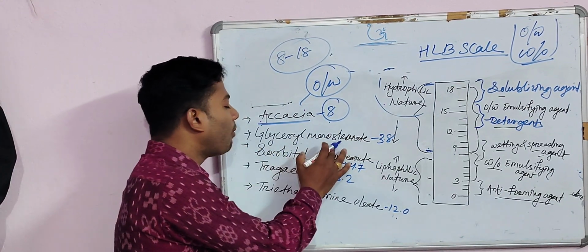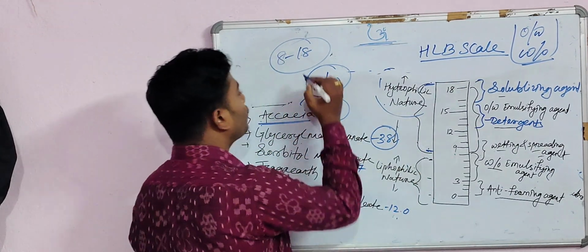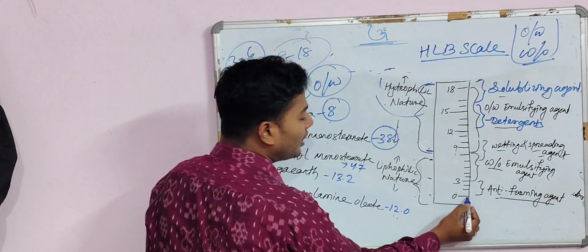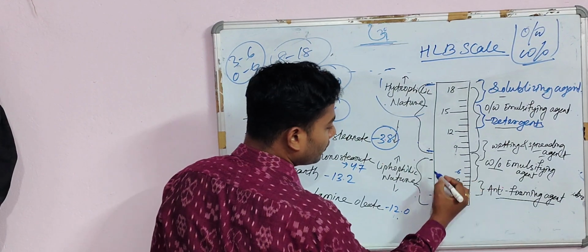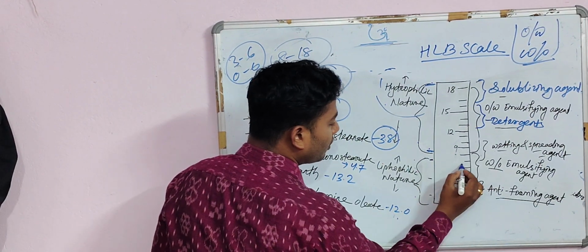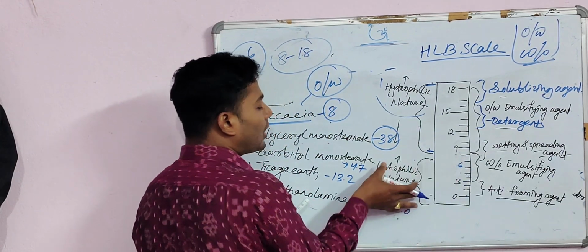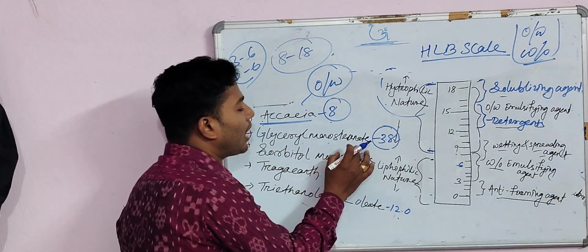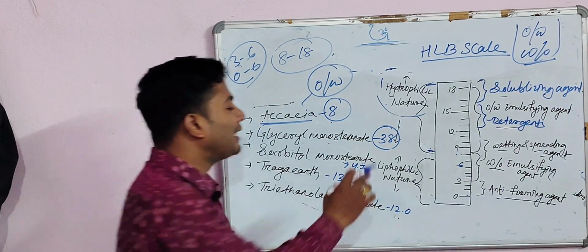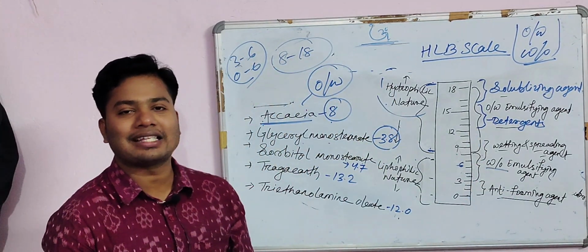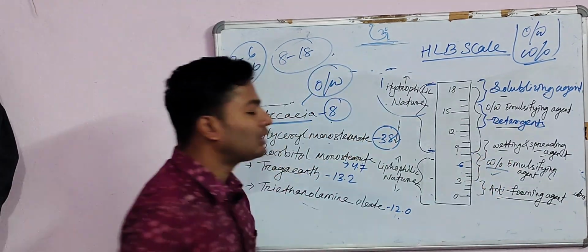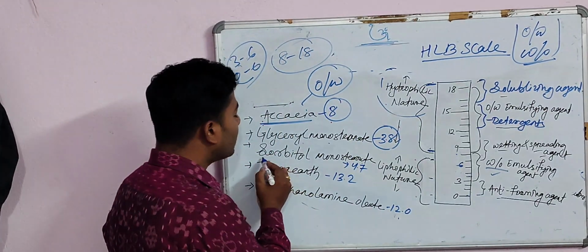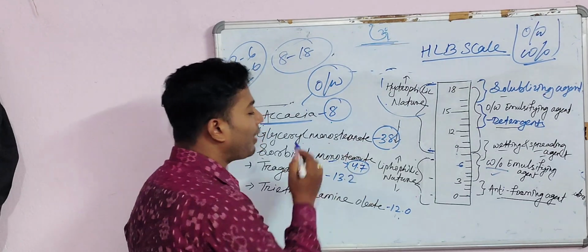And next one is glyceryl monostearate. What is the HLB value of glyceryl monostearate? The HLB value is 3.8. As you know, 3 to 6, or 0 to 6, these are under the lipophilic nature. So glyceryl monostearate, having an HLB value of 3.8, is definitely a W by O type of emulsifying agent. And when you have to prepare a W by O type of emulsion, at that time you have to choose glyceryl monostearate. Clear? And another example is sorbitan monostearate, having an HLB value of 4.7.